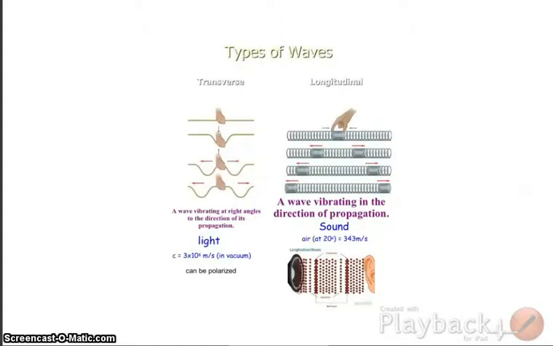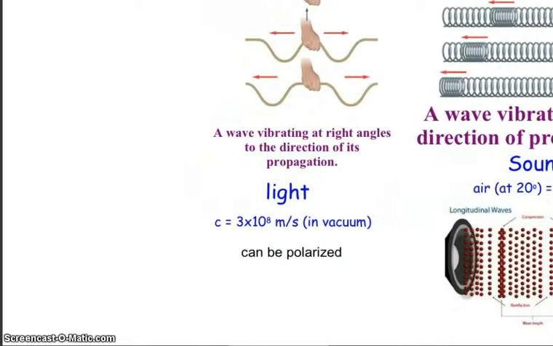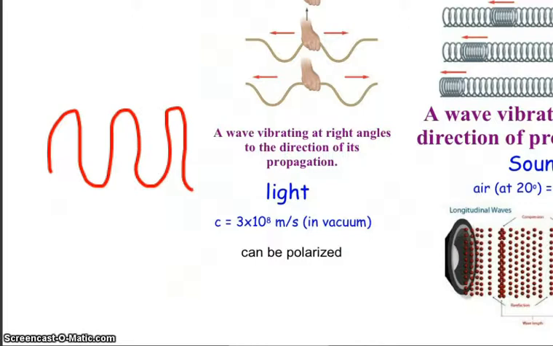Now there are two types of waves. There are transverse waves and longitudinal waves. Transverse waves vibrate at right angles to the direction of the propagation. Alright, so they go up and down, up and down. An example of a transverse wave is light, and you'll see this constant quite a bit.